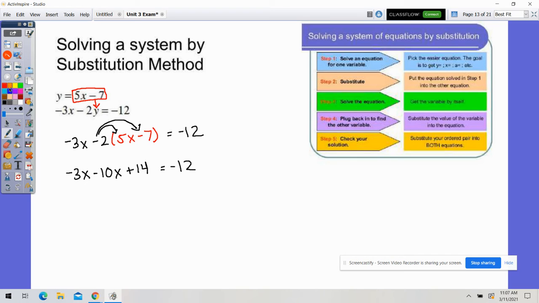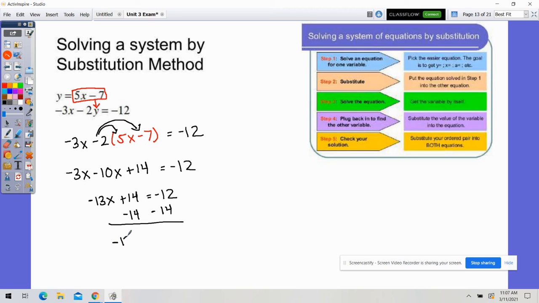Now, this is just solving for x. We have like terms that we can combine first. Negative 3x minus 10 is negative 13x, plus 14 equals negative 12. Now I'm going to subtract the 14 on both sides.